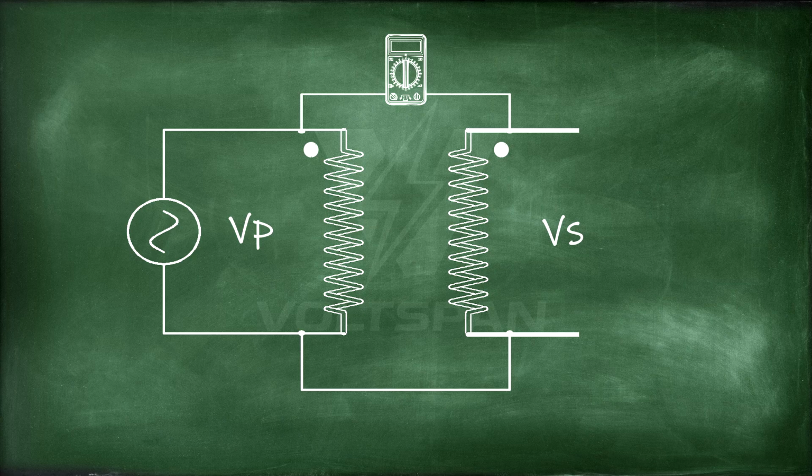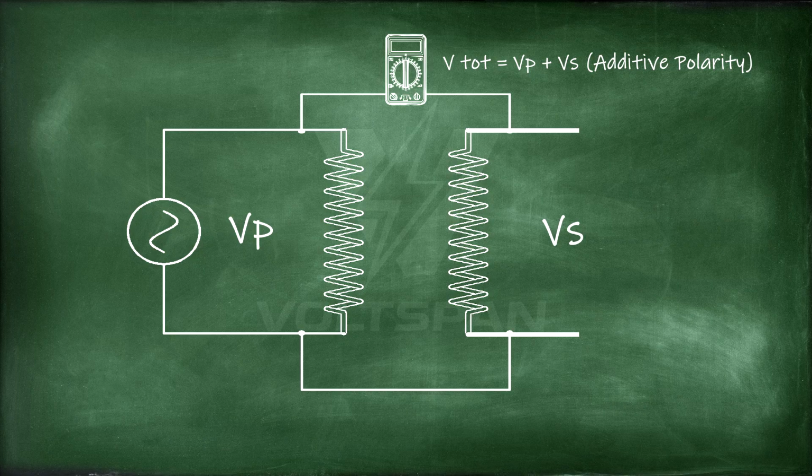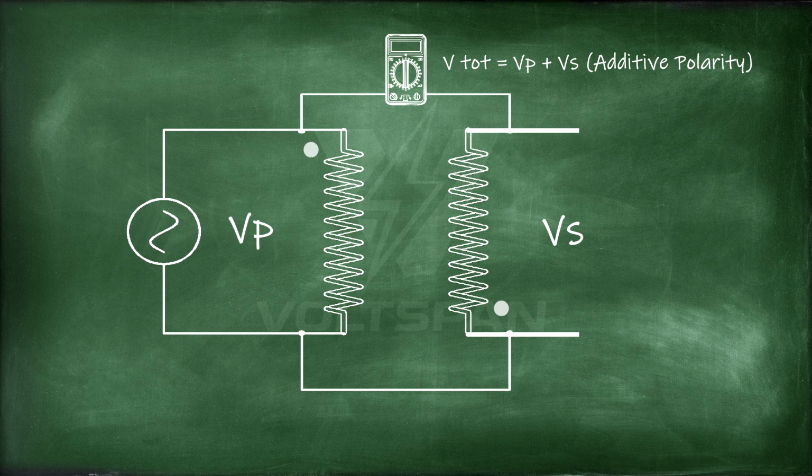If the measured voltage is the difference, roughly the primary voltage minus the secondary voltage, then the connected leads are of the same polarity. This corresponds to subtractive polarity, that is, the dots are on the same end. If the measured voltage is the sum of the primary and secondary voltages, then the connected leads are of opposite polarity. This corresponds to additive polarity, the dots are at opposite ends.